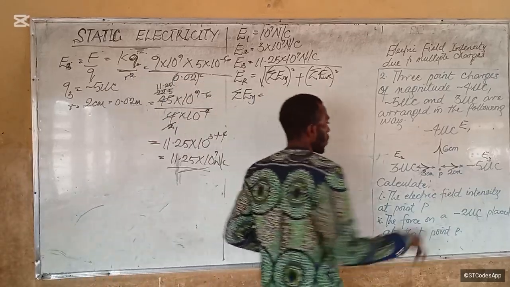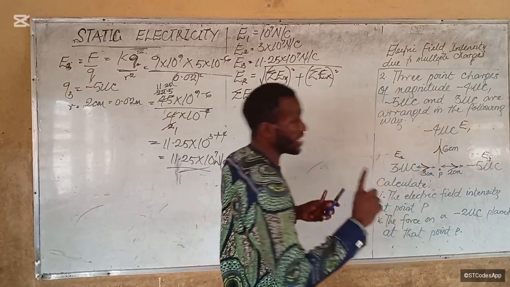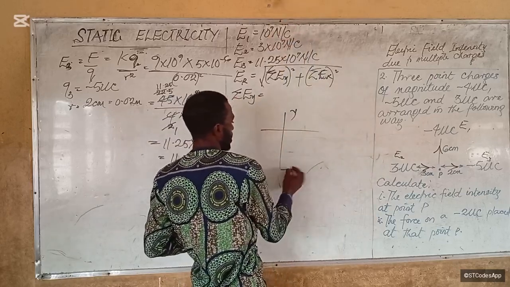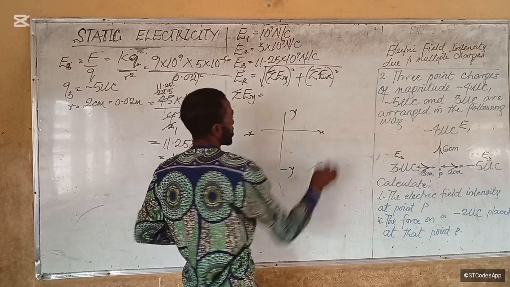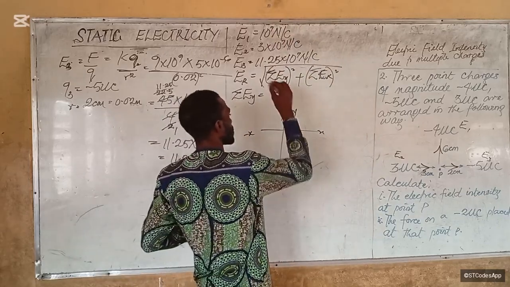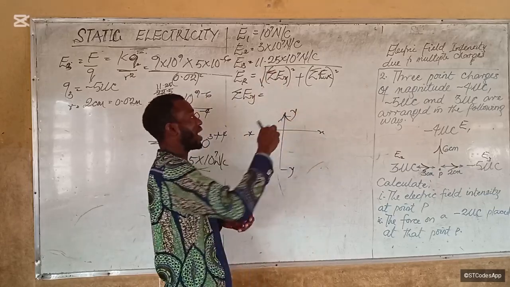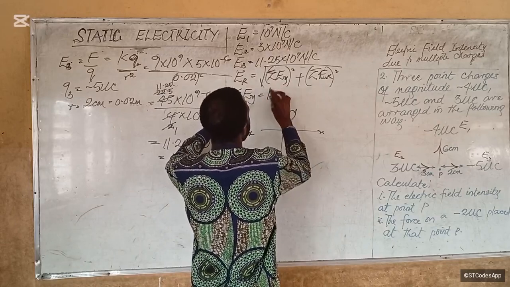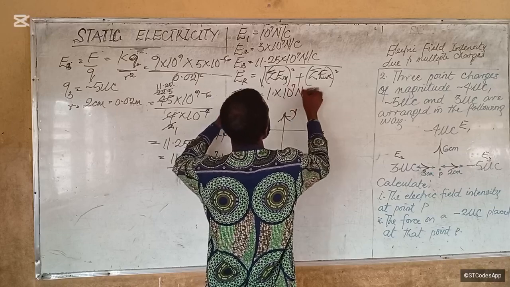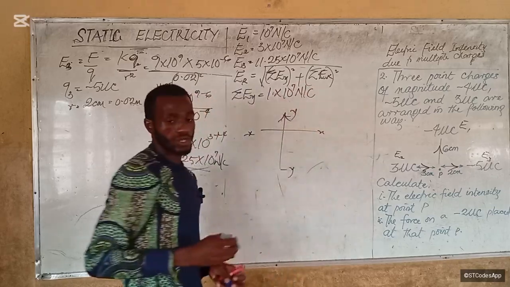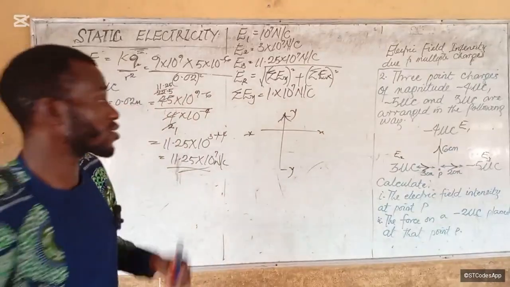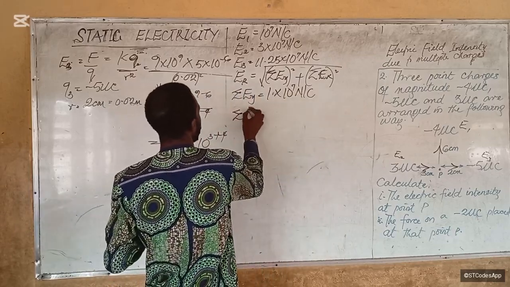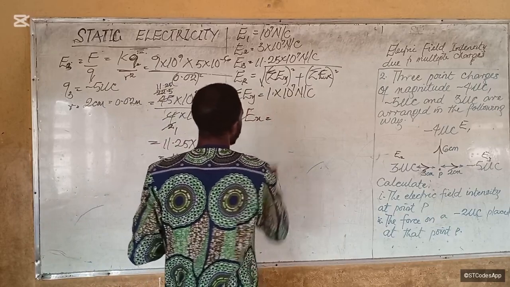Does that make sense? So what we have here, because the E is felt in the positive Y direction in your Cartesian, you have Y and minus Y, minus X and X. So because the E is felt towards the positive Y, then our E_y is going to be positive. So our 1 times 10 raised to the power 7 Newton per Coulomb is positive. So that's our sum of the electric field acting in the Y axis. How about the sum of the E field acting in the X axis?